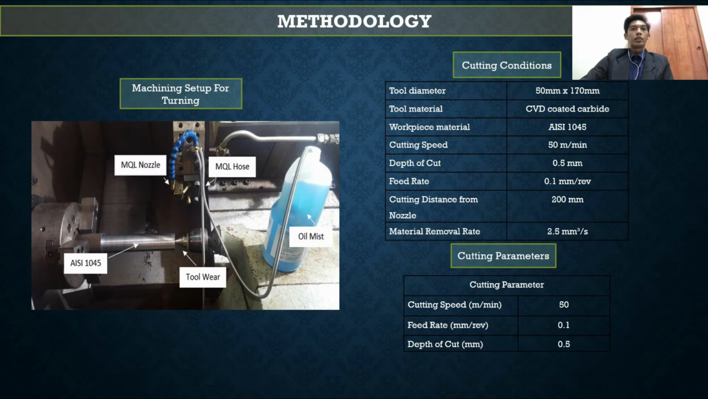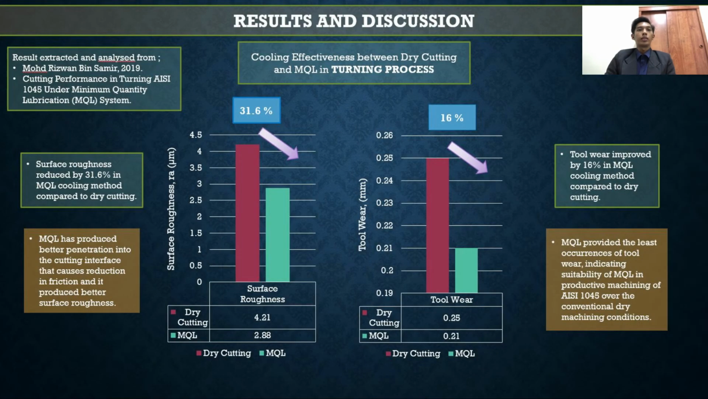Okay, this is our machining setup. As we can see, this experiment also uses AISI 1045, MQL nozzle, MQL hose, tool wear, and oil mist. So this is the cutting condition in the past experiment, and this is also the cutting parameter that we use in the past experiment. Okay, we proceed to the next slide.